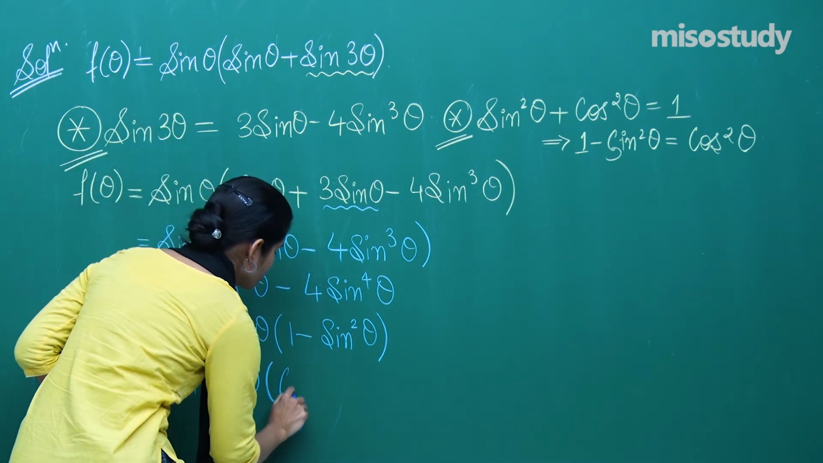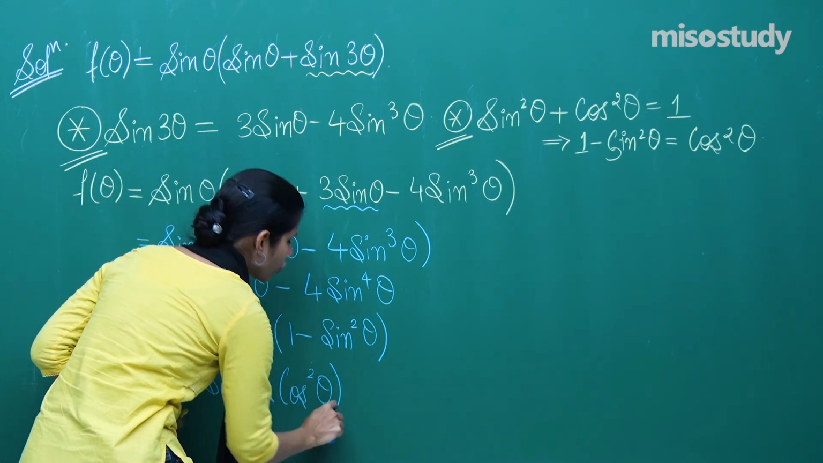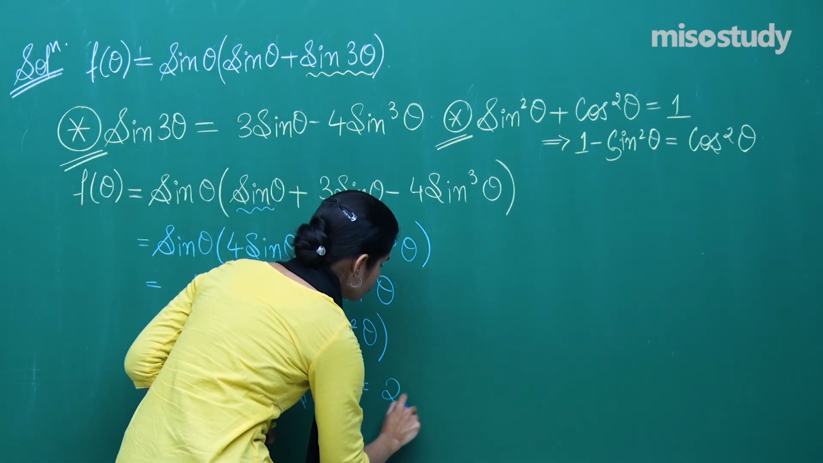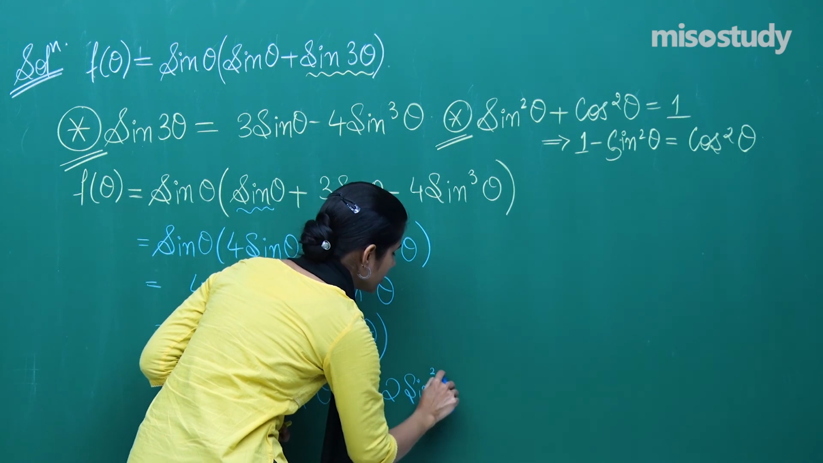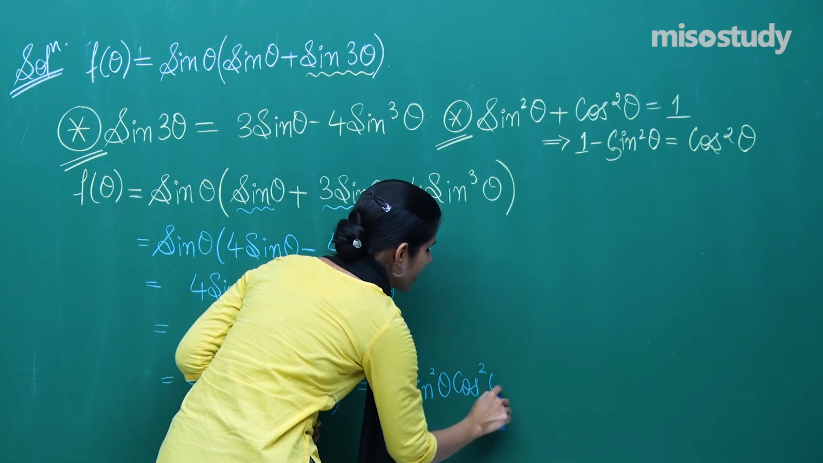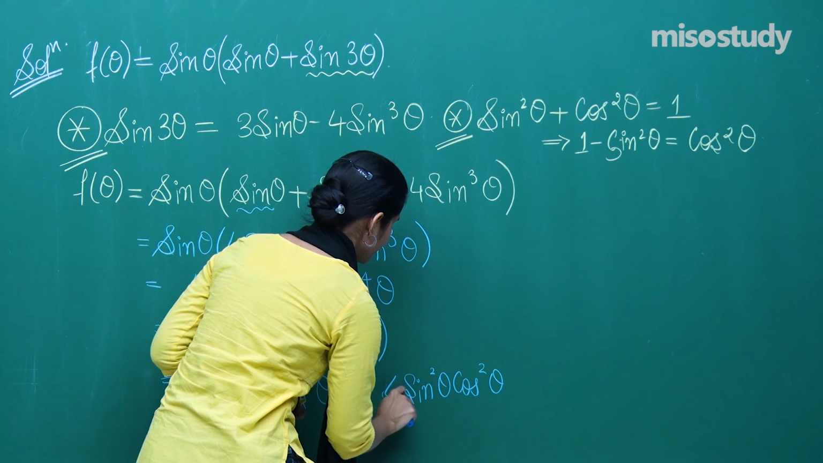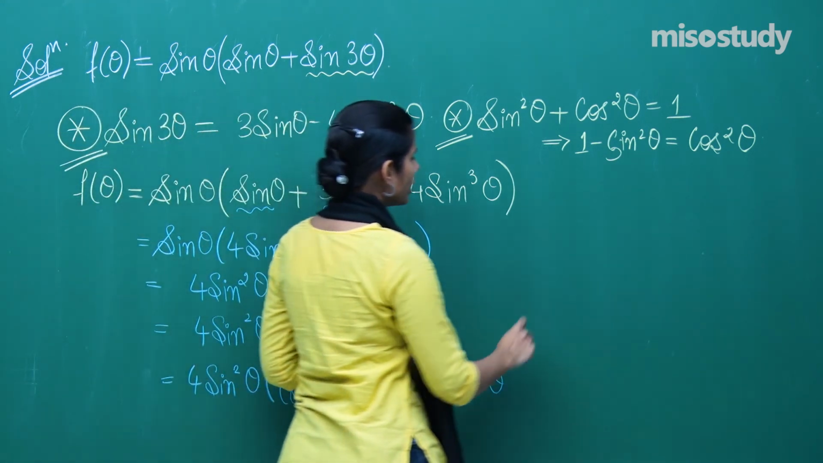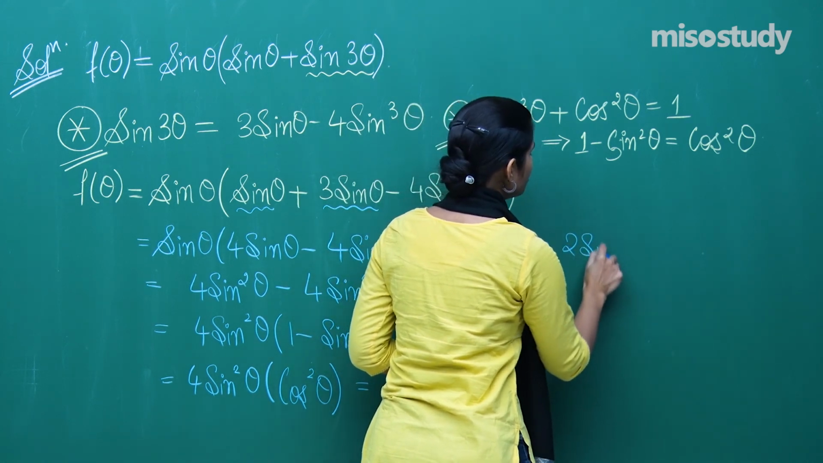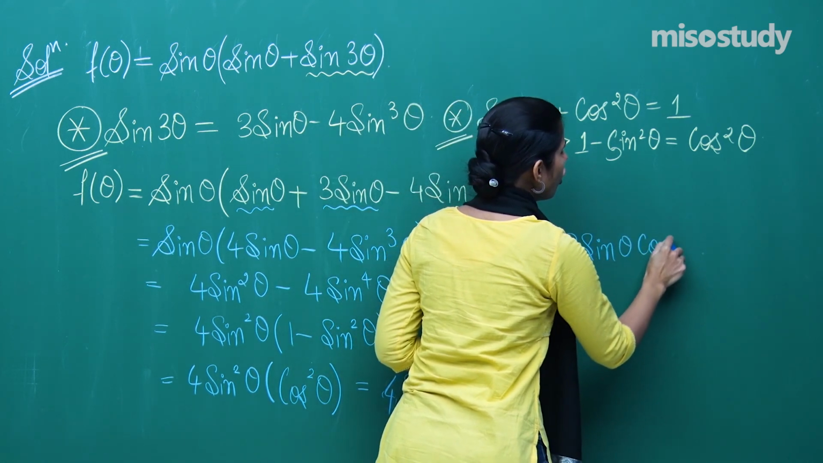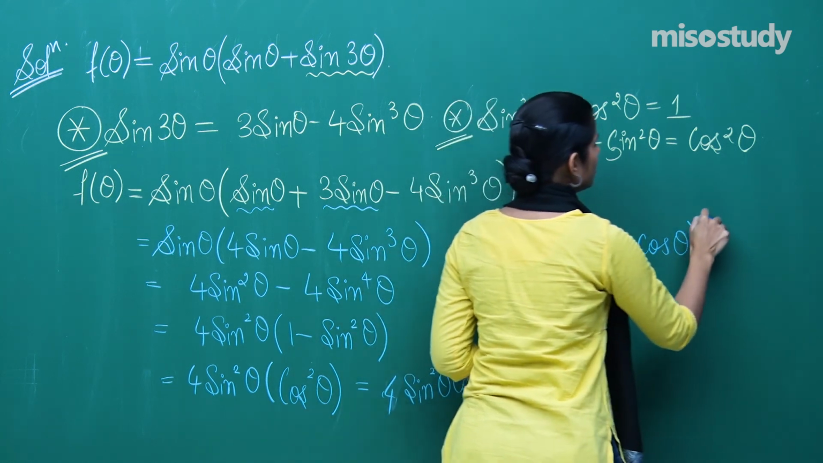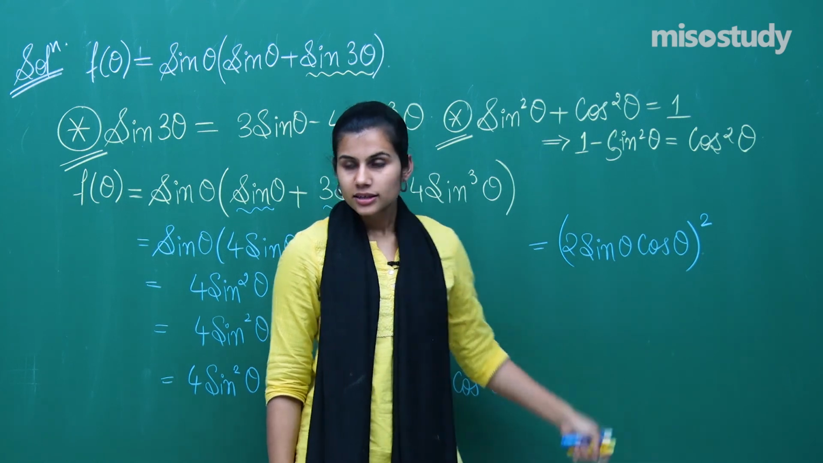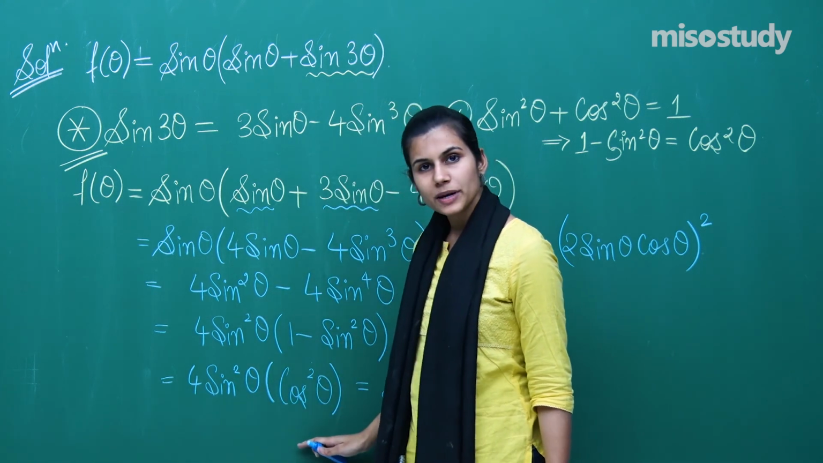square theta, which is nothing but cos square theta, giving me the expression 2 sine square theta cos square or 4 sine square theta cos square theta. And this is what? This is nothing but 2 sine theta cos theta whole square. That is what it is. Because if you open it up, you get the same expression.